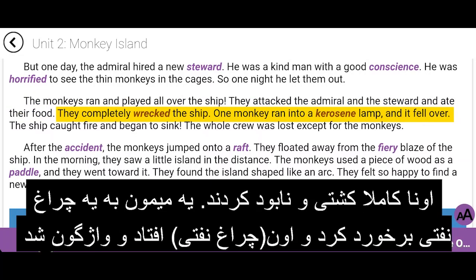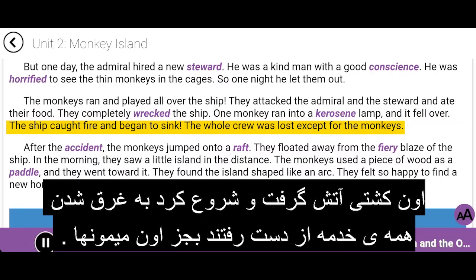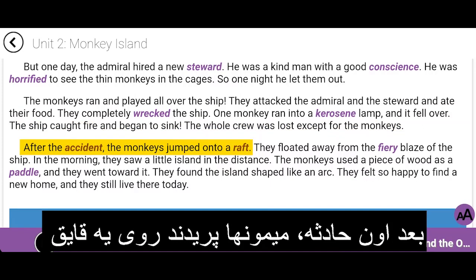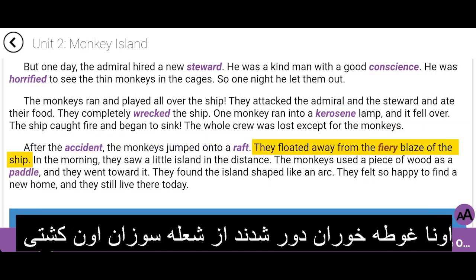One monkey ran into a kerosene lamp and it fell over. The ship caught fire and began to sink. The whole crew was lost except for the monkeys. After the accident, the monkeys jumped onto a raft. They floated away from the fiery blaze of the ship.